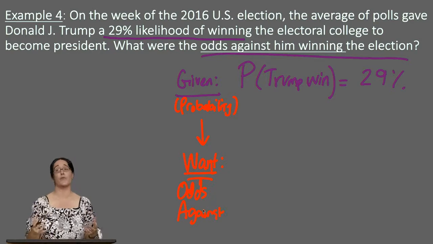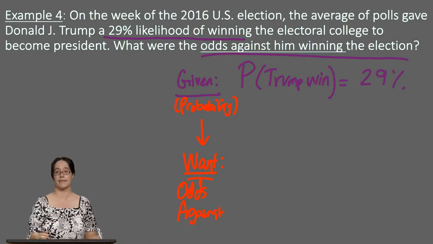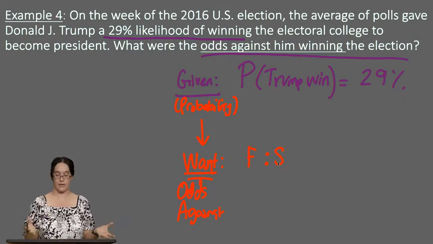Now, the reason this might be helpful is sometimes you go to websites and they'll actually tell you the betting odds against or for something. And so you want to be comfortable going back and forth between probabilities and odds. Okay, so to calculate the odds against, what do you need to do? You need something to something if you're using the shortcut, right? Failure to success. So how many ways, in theory here, according to what we know, could he fail to win the election, the Electoral College, and how many ways could he succeed?